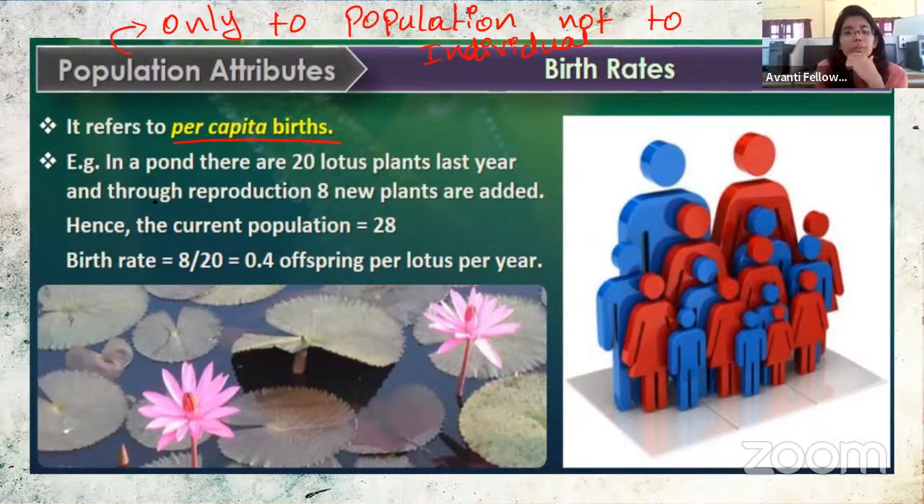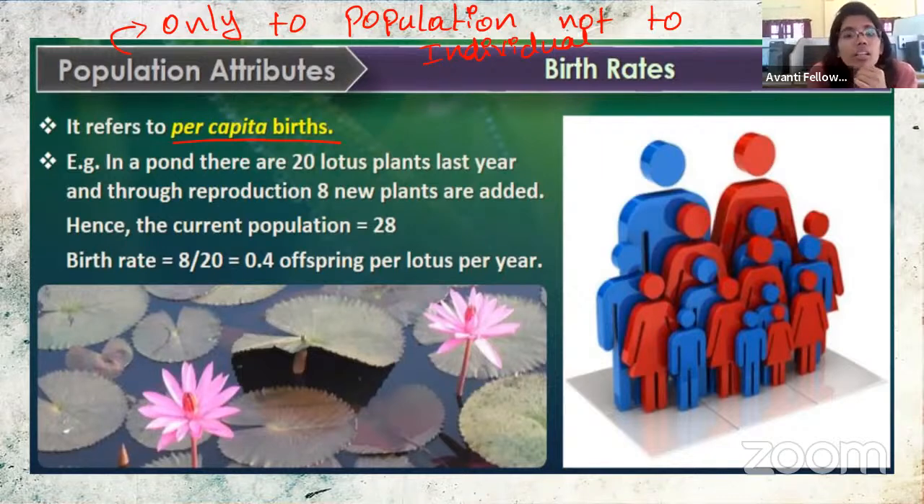Let's take an example. In a pond, there are 20 lotus plants. Last year there were 20 lotus plants, and through reproduction this year, 8 new plants have been added to this pond. Now what is the birth rate?